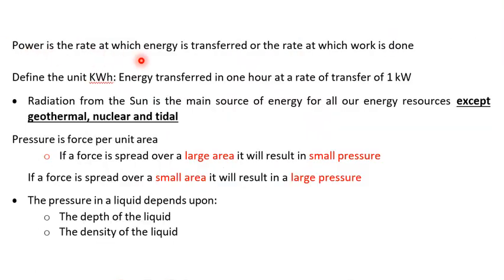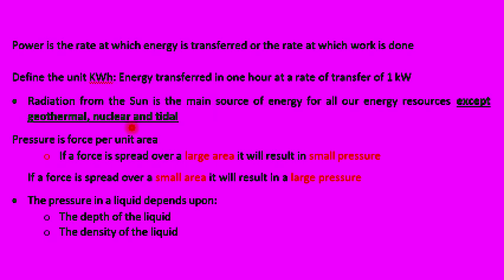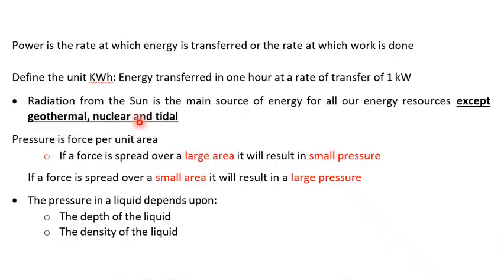Power is the rate at which energy is transferred or the rate at which work is done. Define the unit kWh, that is kilowatt hour. In recent years they are asking: energy transferred in 1 hour at a rate of transfer of 1 kilowatt. Radiation from the sun is the main source of energy for all our energy resources except geothermal, nuclear and tidal. Very, very important. These three energy resources do not directly rely on the sun.